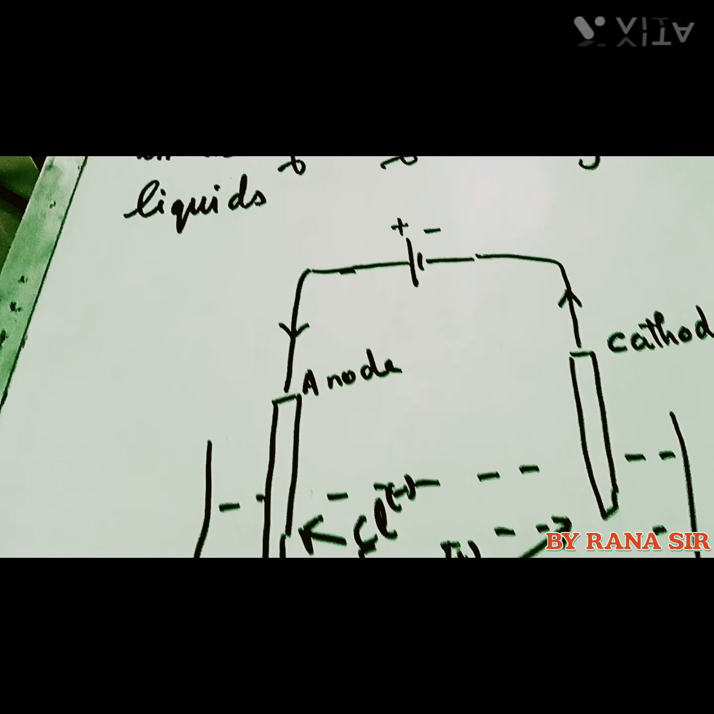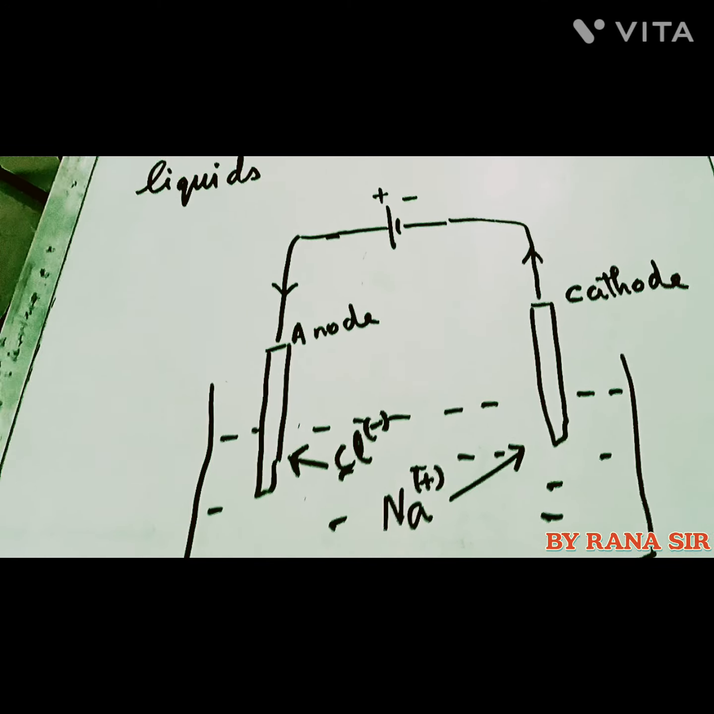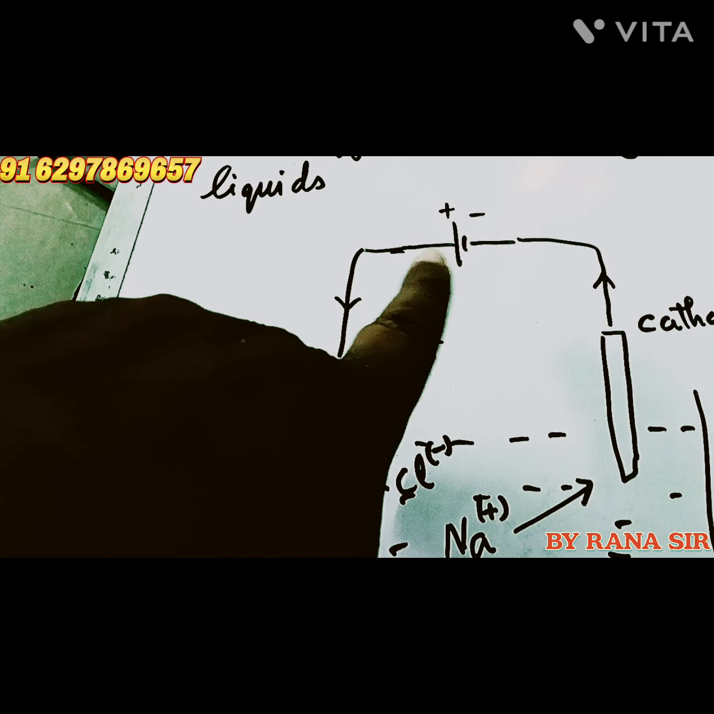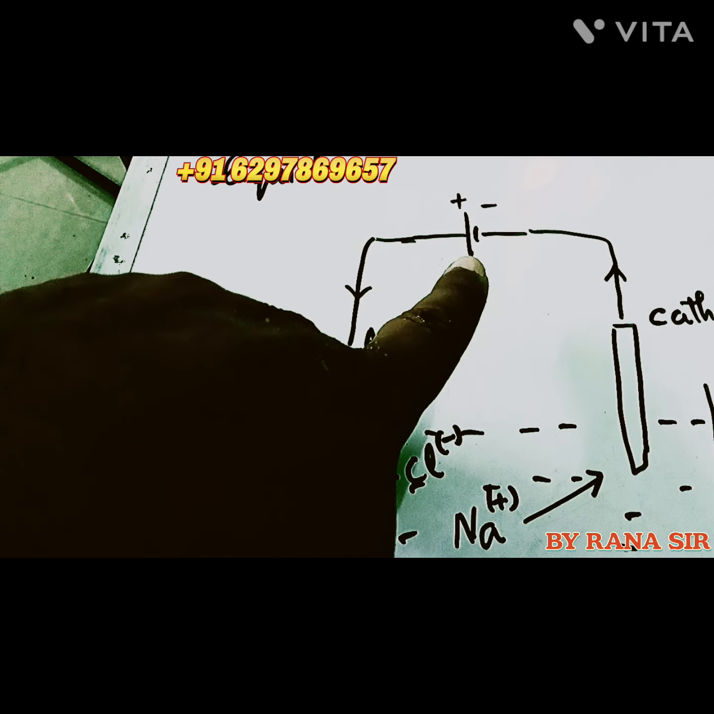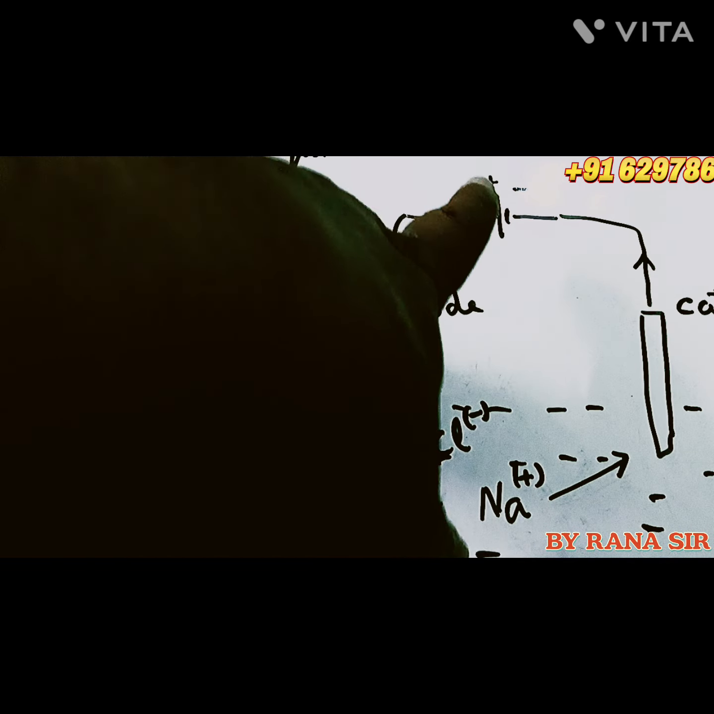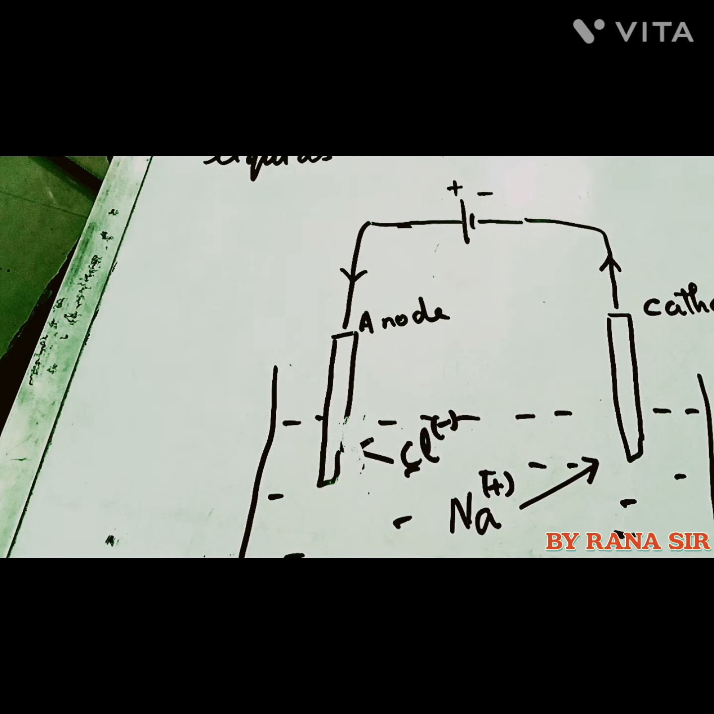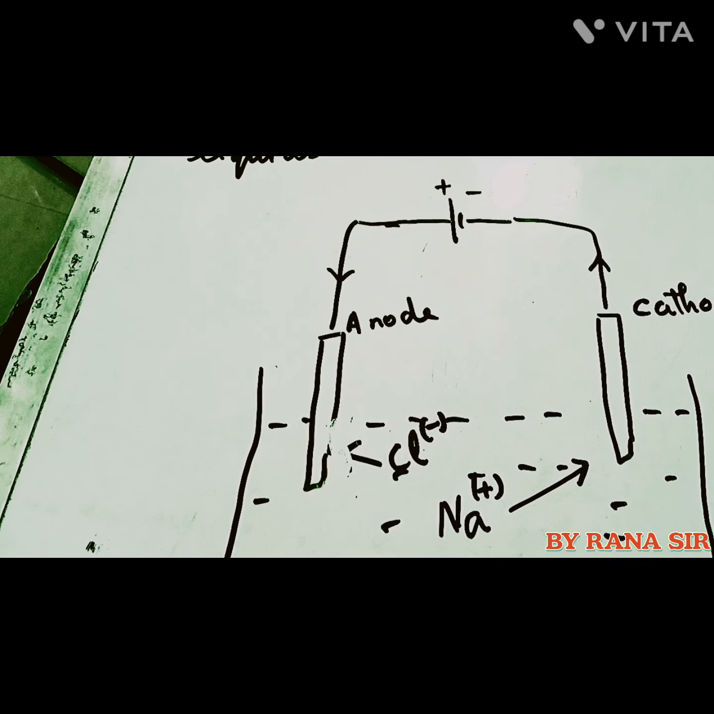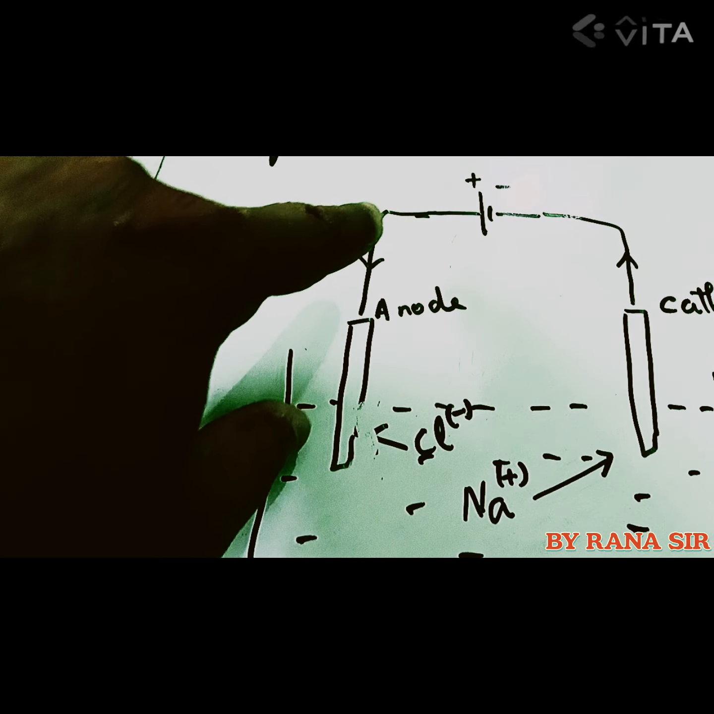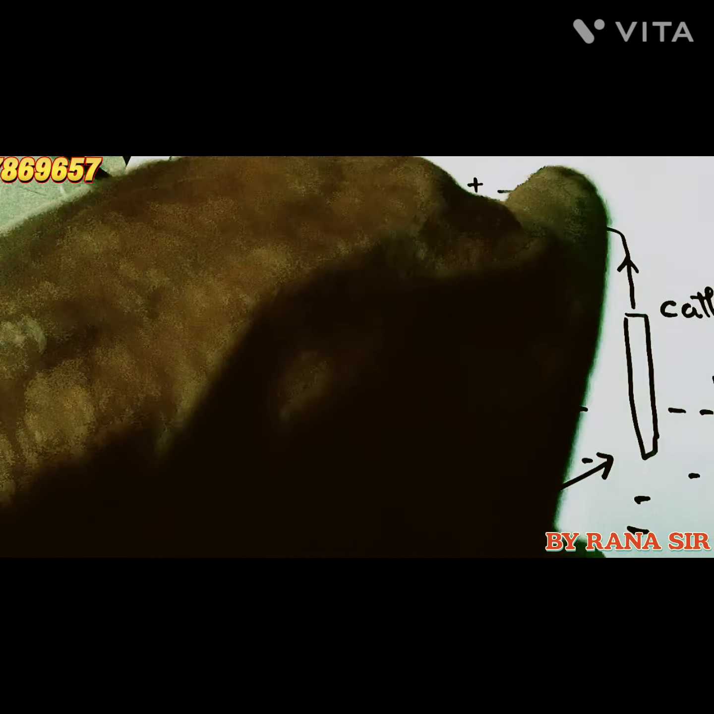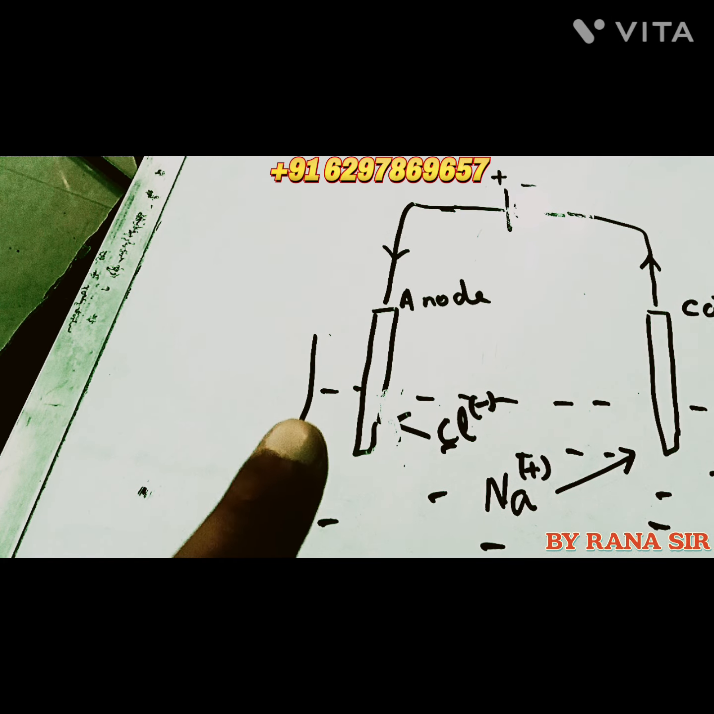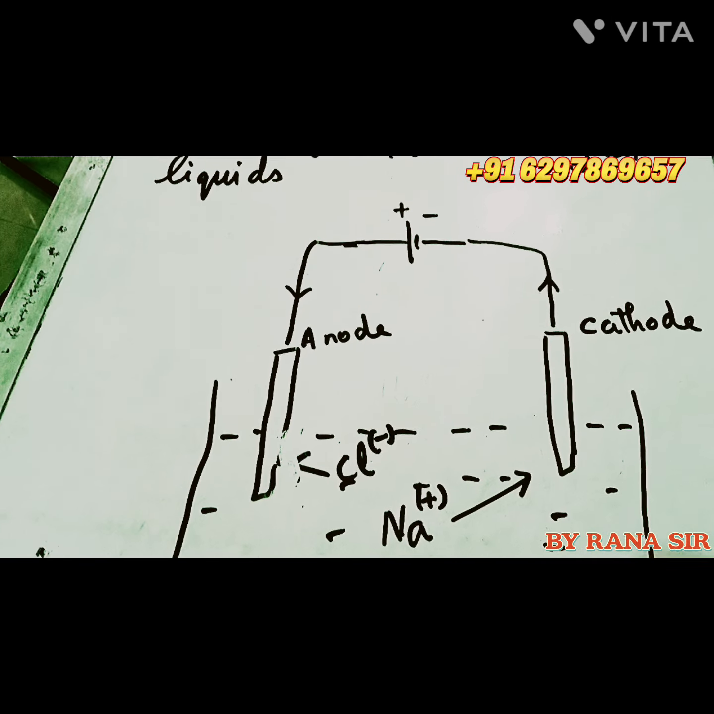So let us understand with the help of a diagram. This is a cell, and the bigger stroke is the positive charge, and the smaller stroke is the negative charge. Conventionally, current flows from positive to negative. This positive terminal is called the anode and the negative terminal is called the cathode.